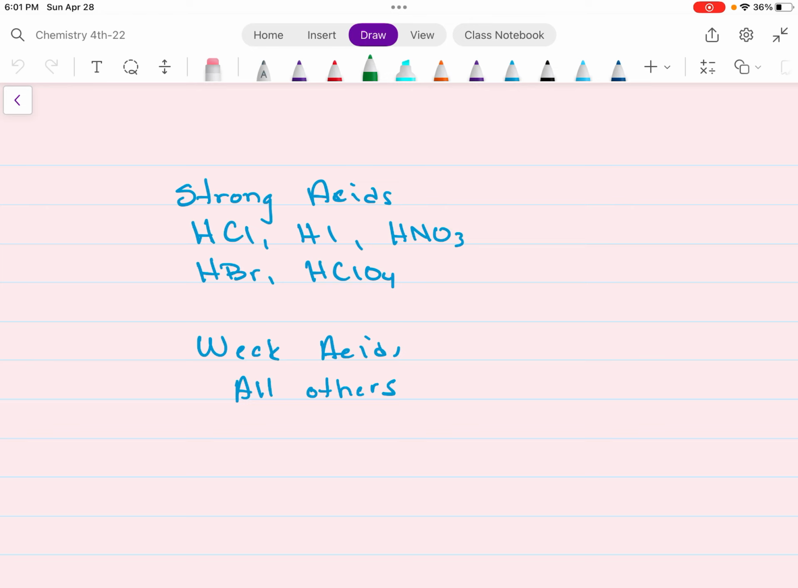If it's a strong acid, it's not going to produce that free anion. It's not going to react with water. It's not going to hydrolyze. If it's not one of these acids, then it's going to be a weak acid, and it's going to have that anion that reacts with the water. It's going to produce that buffer. So again, take a second, commit these to memory, and if it's not one of these, then you're going to assume it's a weak acid.